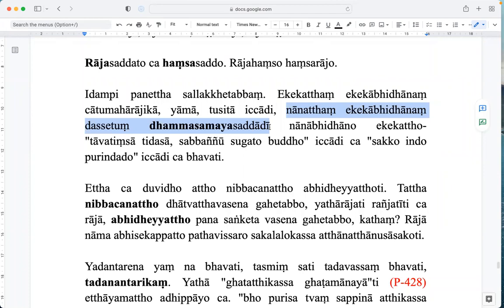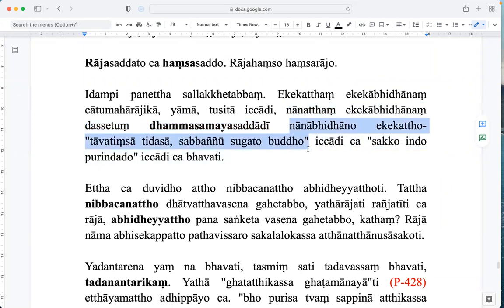Okay, so now nanabidano ikigato. So they have the same meaning, different words, right? Yes, because it is clear. So dhamma is one word, but it has a lot of meanings. Samajya is one word, it has a lot of meanings, right?